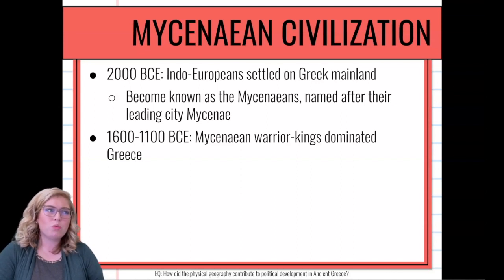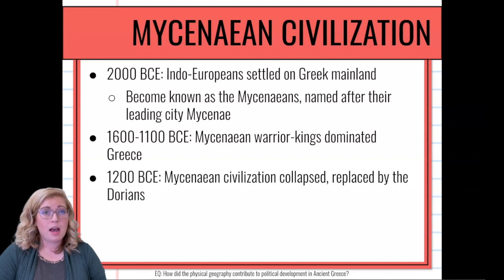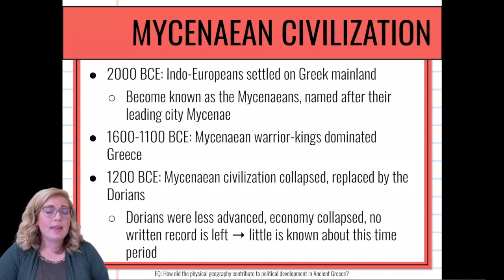And about 1200 that's when the civilization starts collapsing. So again, it says 1600 to 1100. There's about a 100-year gap there where they're kind of hanging on, but by 1200 BC, they're starting to slow down, and they're replaced by another group known as the Dorians. The Dorians weren't as advanced as the Mycenaeans. They don't last very long.